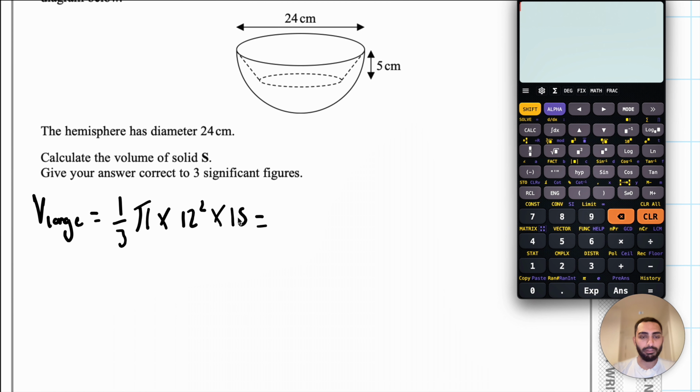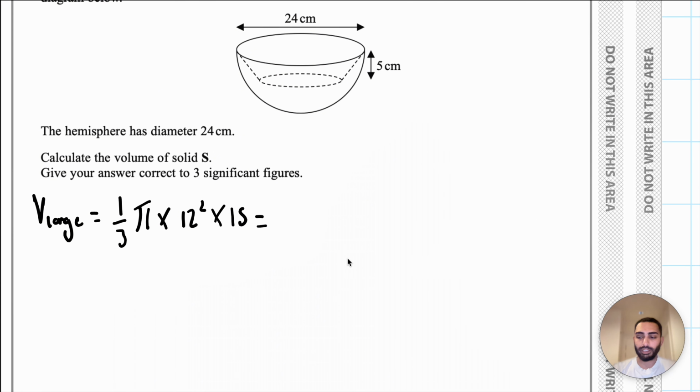I know 1/3 times 15 is 5. So I'll just do 5 pi multiplied by 144, which is 720 pi. That's 720 pi. I'm going to do the small one.